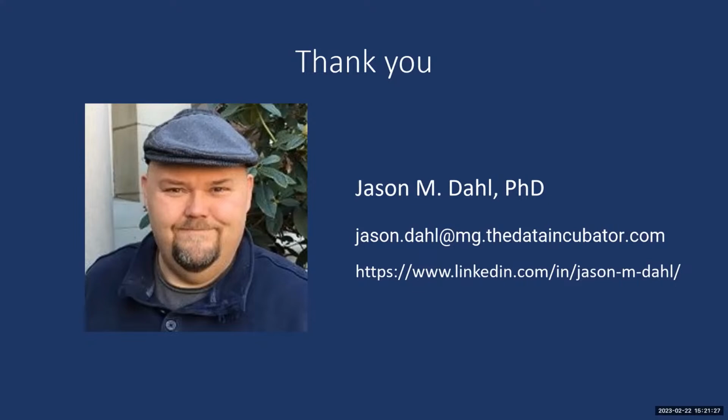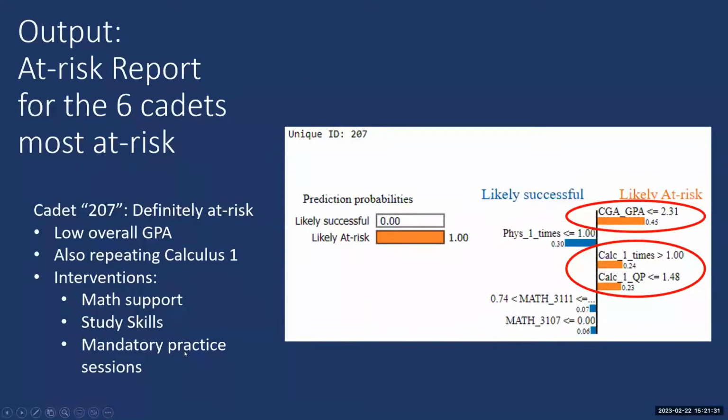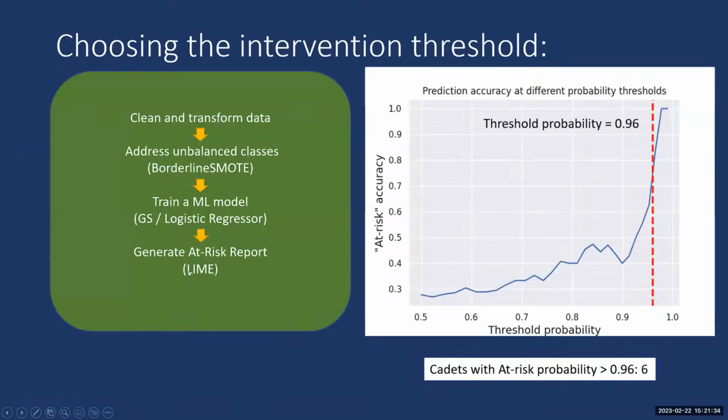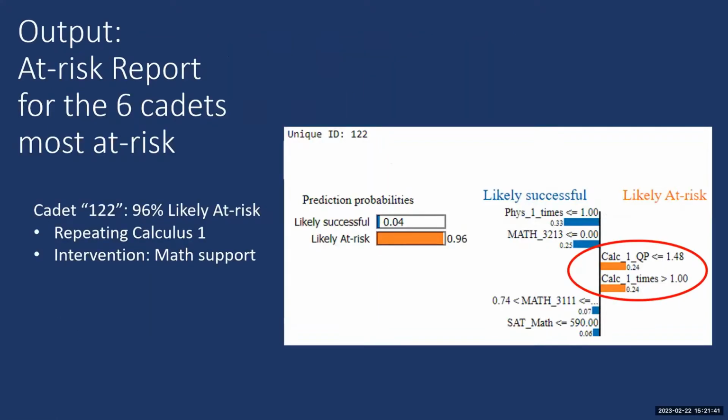All right, so I mentioned that we generate an at-risk report. I use a tool called LIME, which stands for Locally Interpretable Model Agnostic Explanations, that takes a look at where they are located based on those 15 or 16 things in our model space. And then it perturbs those predictions a little bit to see which ones are most significant, which contributed most to landing them in that category.